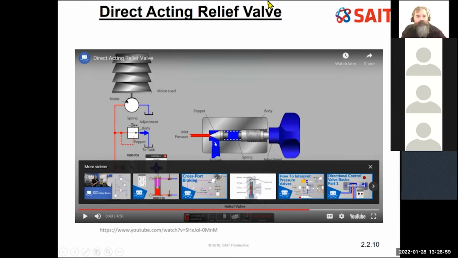Okay, let's stop that there and move on to the next detailed explanation, graphically showing what we were just talking about, the operation of that valve.